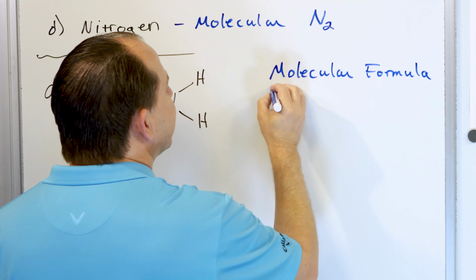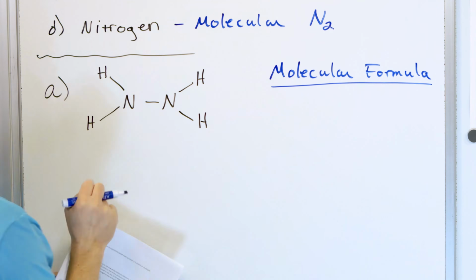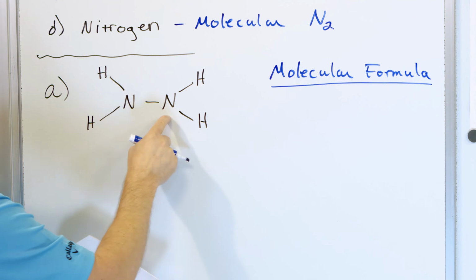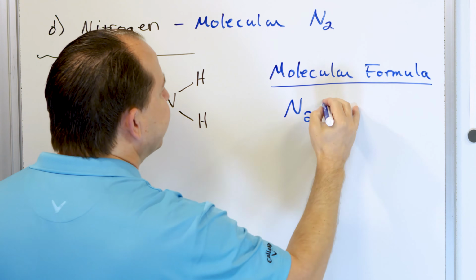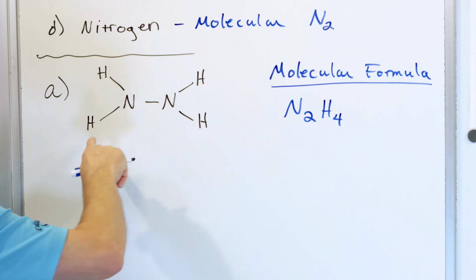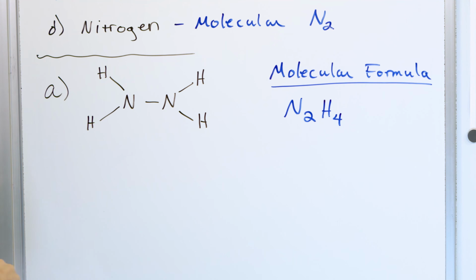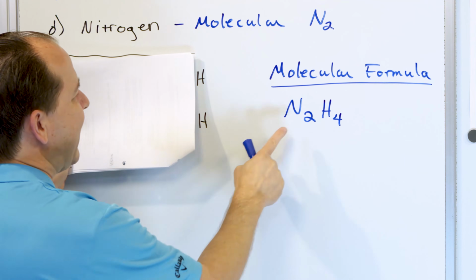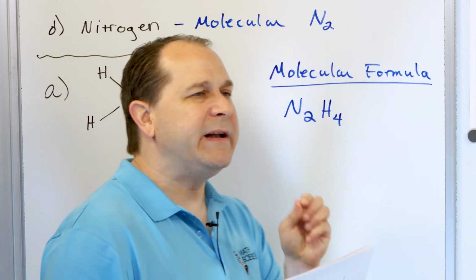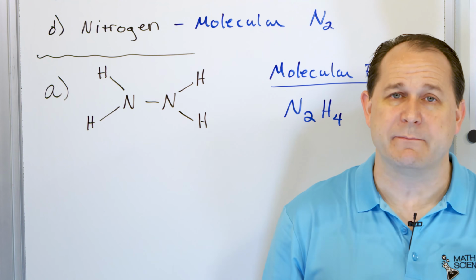The molecular formula just basically writes down the atoms that are actually present in the molecule. So we have 2 nitrogens, and we have 1, 2, 3, 4 hydrogens, so H4. So these are 2 different ways of representing the same molecule. Now, if I cover this up and I just tell you it's N2H4, that tells you the atoms that are present, but it doesn't tell you anything about the shape of the molecule.